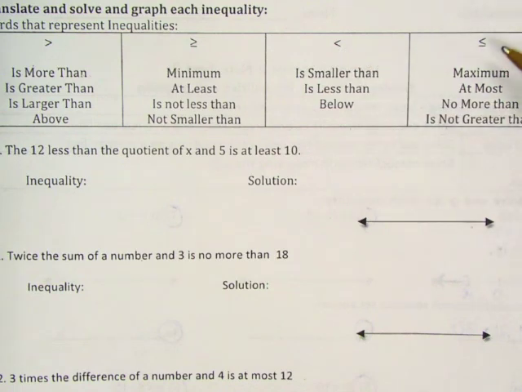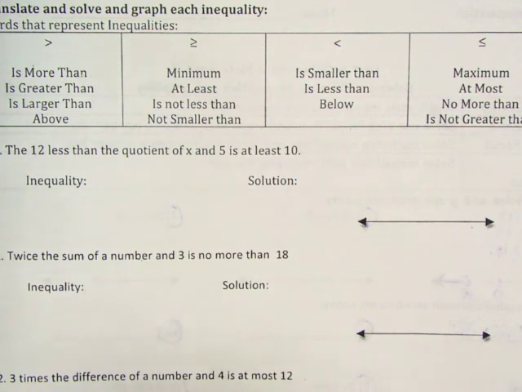Finally, I have my less than or equal to. So if I see maximum, at most, no more than, is greater than, I know to use my less than or equal to symbol. So in our first example here, I'm given a phrase, and I want to translate that phrase into an inequality. This is exactly the same as when we used to translate sentences into equations.